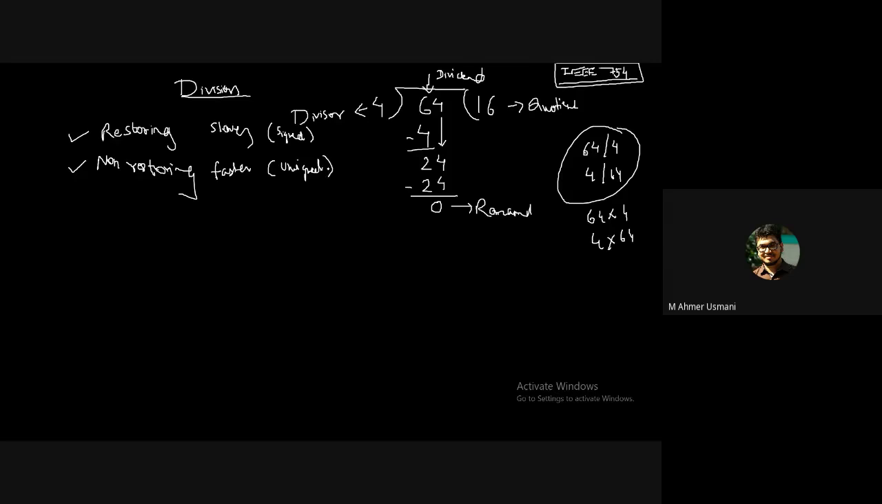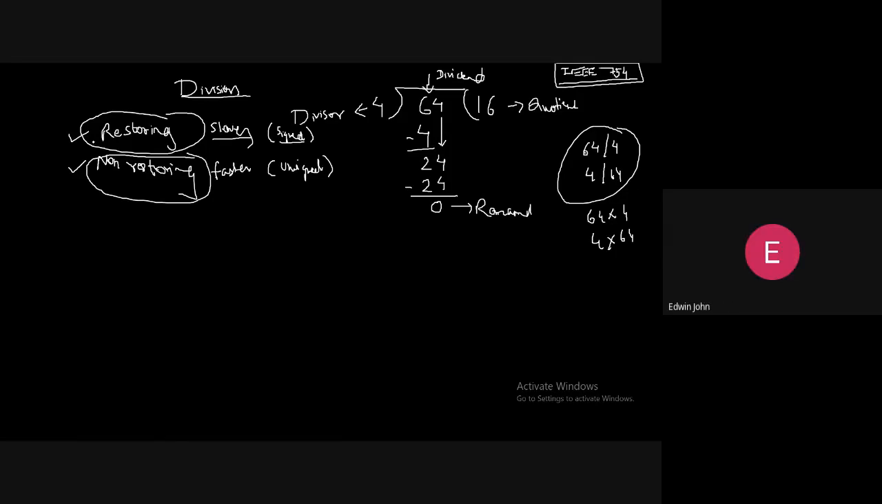Is this clear? So non-restoring has a disadvantage, but it also has an advantage. Restoring works with signed numbers, so generally we try to use restoring, but अगर आपको faster division करना है और आपके सारे के सारे नंबर unsigned हैं, then in that case you go with non-restoring because it is much faster than restoring. Is that clear? Yes, sir.